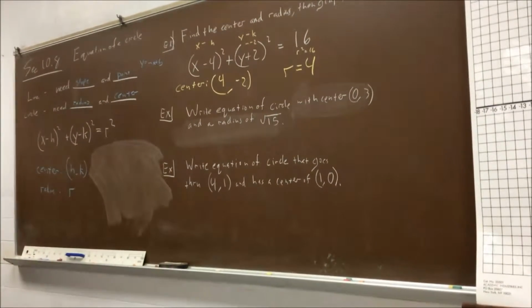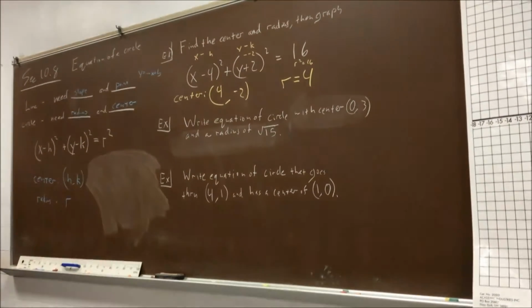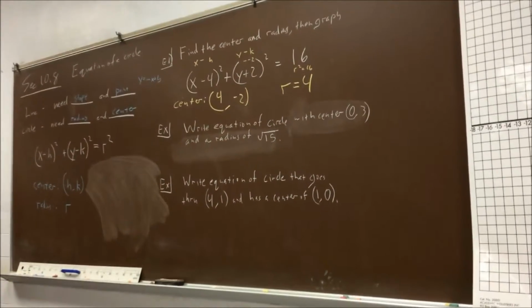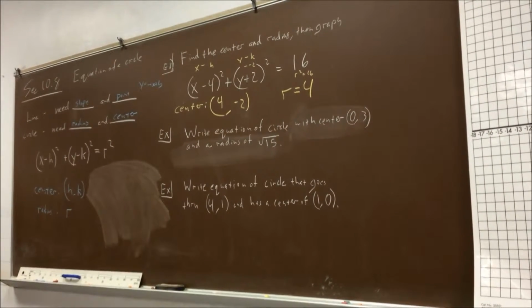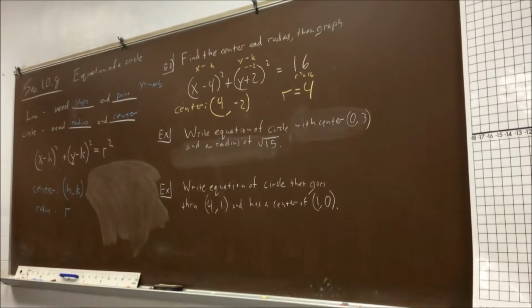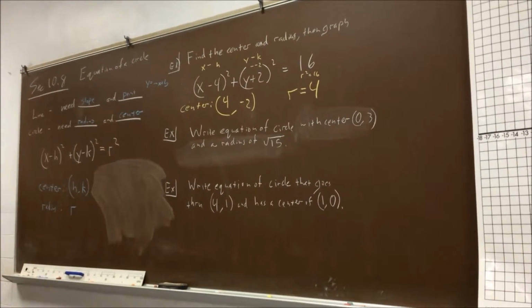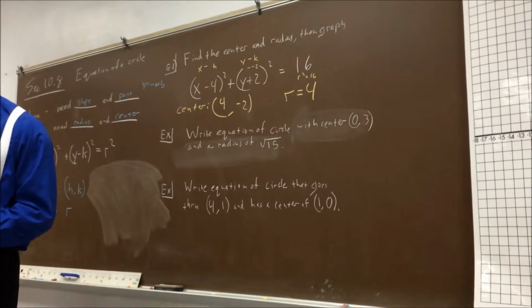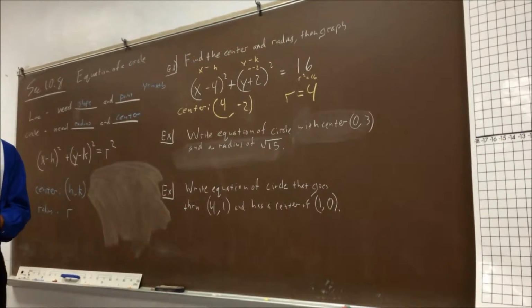Write the equation of the following circle. 15 seconds. Write the equation of that circle with your team. The circle has a center of (0, 3) and a radius of the square root of 15. What's the equation of that circle? Talk with your team. Go.